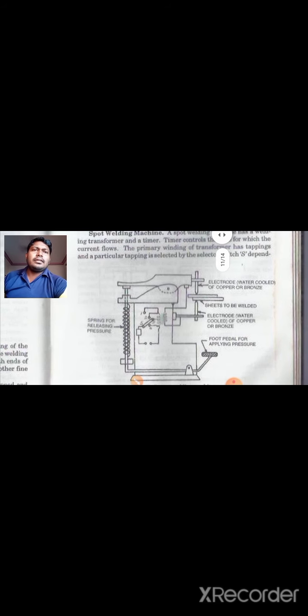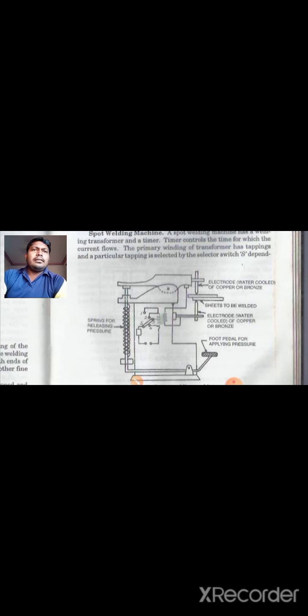Students, you can see a spring for releasing pressure, and on the other side you will find an electrode, water cooled, of copper or bronze. Sheets to be welded are overlapped, and on the other electrode, also water cooled, of copper or bronze, there is a foot pedal for applying pressure. So by pressing this foot pedal, you can apply pressure.